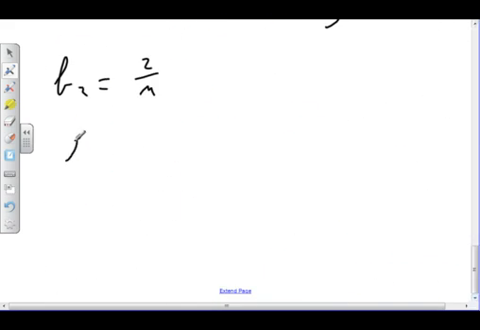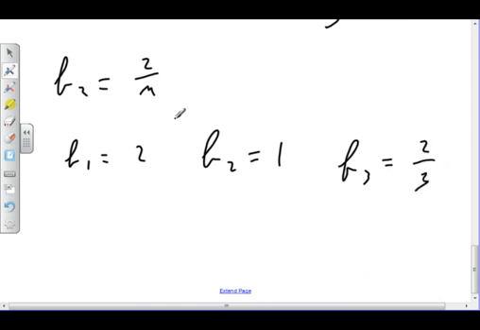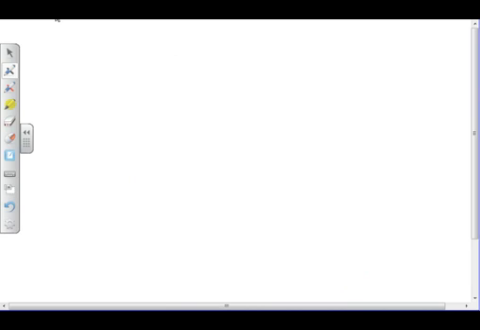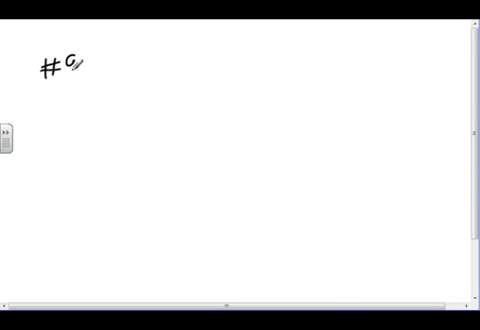Because B1 is 2, B2 is 1, B3 is 2 over 3, and that's exactly what the back of the book has. All right, moving on. What's the next one we do? Number 9. Now, the other way you'd do that problem is you'd find the table for the integral of x sine x and x cosine x, right?